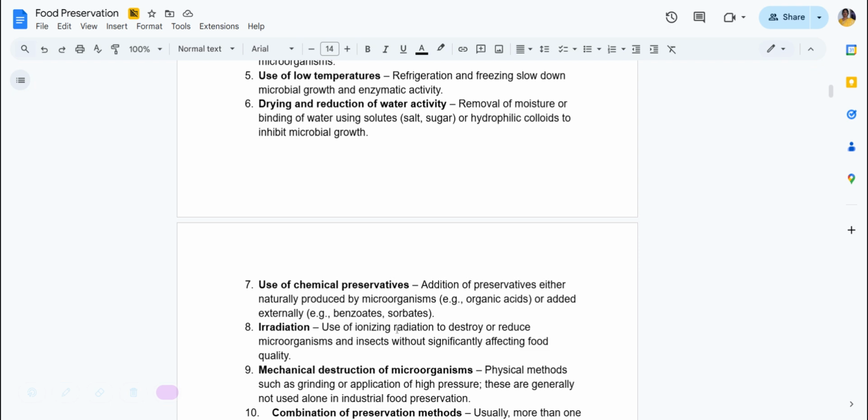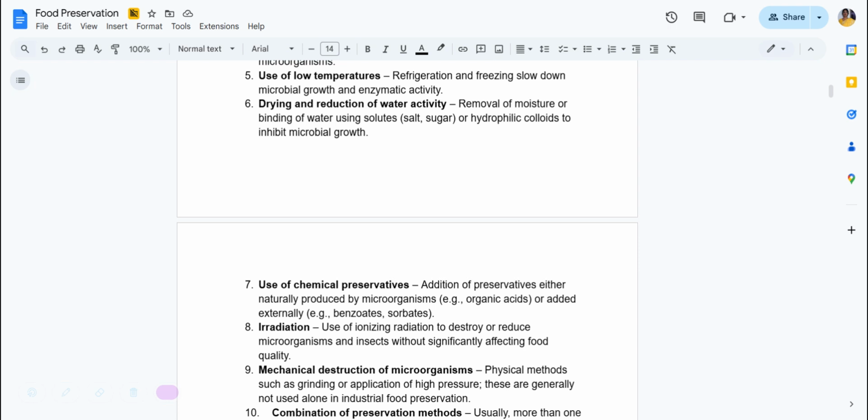Using chemical preservatives, that is, we can use organic acids which are produced microbially, and other chemical preservatives like benzoates and sorbates can also be added to reduce the growth of the microorganisms. You can also use ionizing and non-ionizing radiations to keep away the microorganisms.